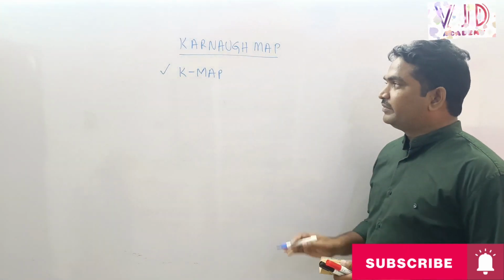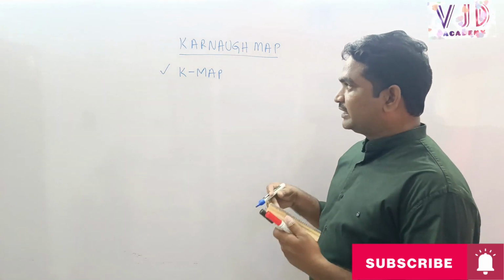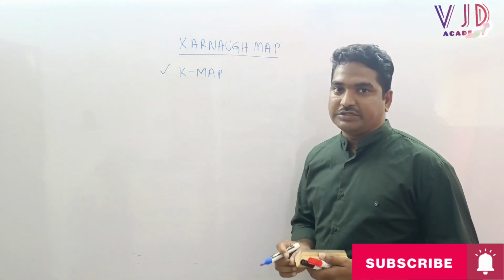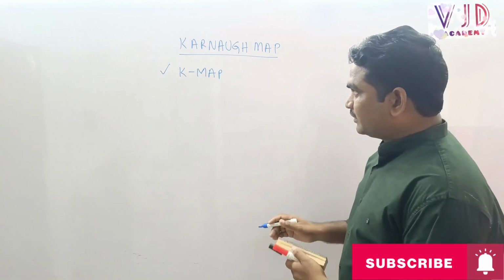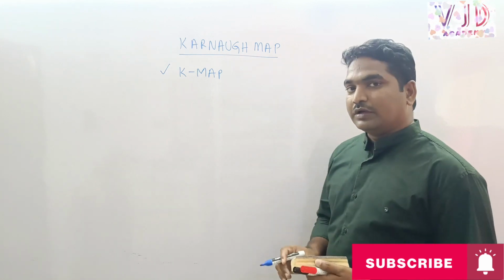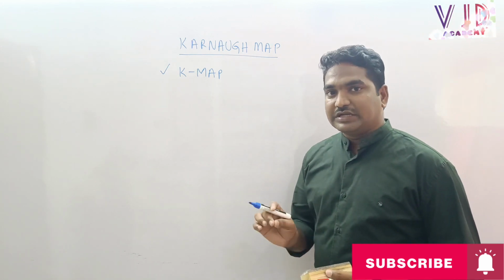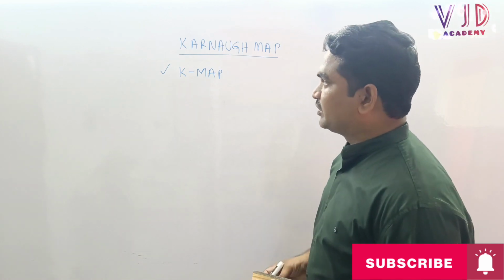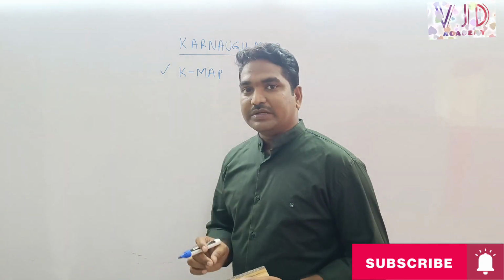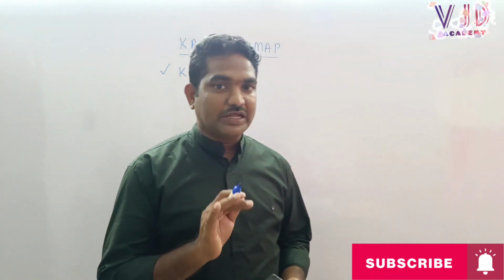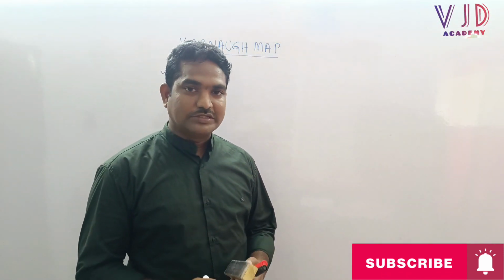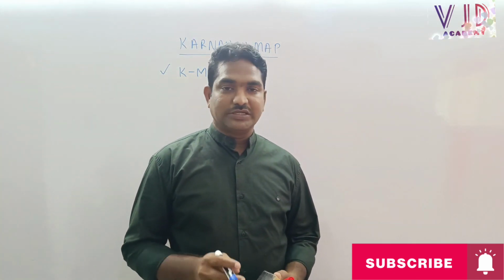We have learned up to now Boolean algebra. Basically, in the starting classes, I told you about minimization of a digital circuit. To minimize any digital circuit or any logical expression, we have three types of methods. First one is Boolean algebra, second one is Karnaugh map, and third one is the Quine-McCluskey method. We can also call it the tabulation method.